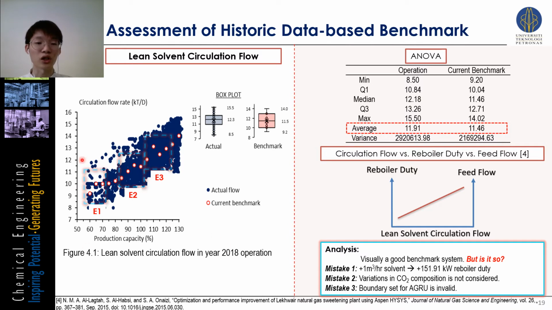Secondly, from here, you can see that for each of this production capacity, there's only 1 point data. It means that this data does not consider any CO2 composition variation, which is incorrect because in an actual LNG plant, the CO2 variation varies all the time. It is fluctuating. So without considering these fluctuations, this benchmark will be left questionable. And in terms of the next mistake, which is mistake 3, which is about the boundary set of the AGRU, let us proceed to the next slide.